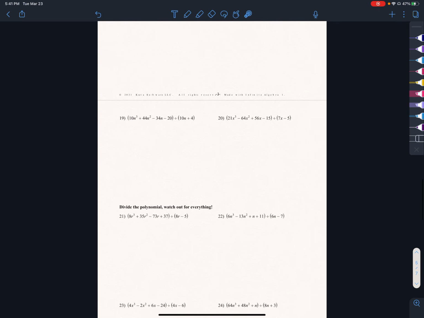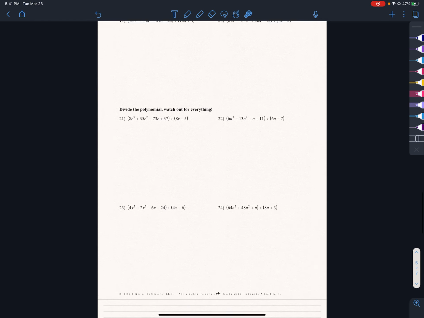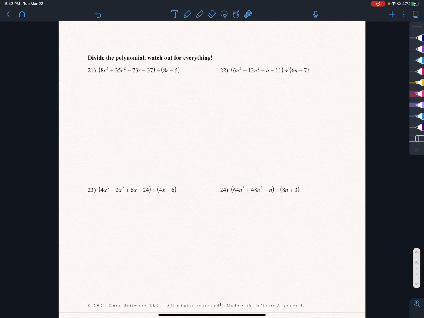And then in the last one, okay, these ones over here, divide the polynomial. These are just more like they're larger polynomials. So these all have up to degree 3. And then the last 4 examples, watch out for everything. So missing powers and remainders. Both might be present. They might even be present at the same time.